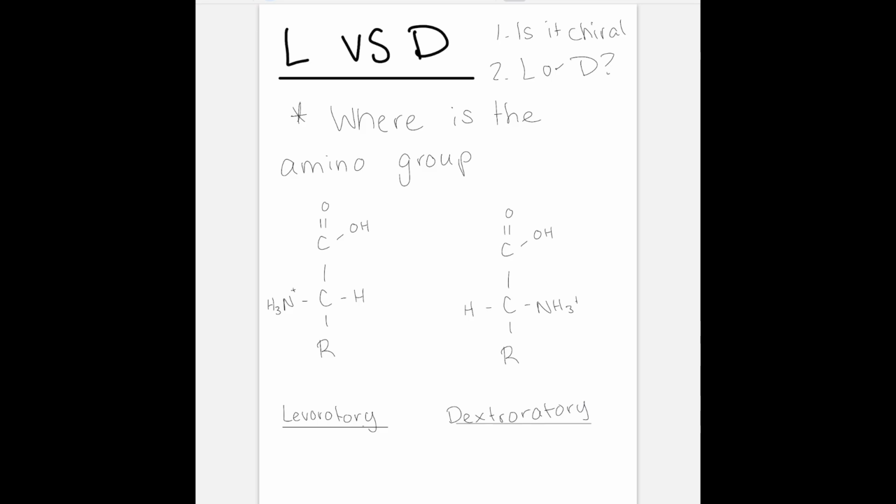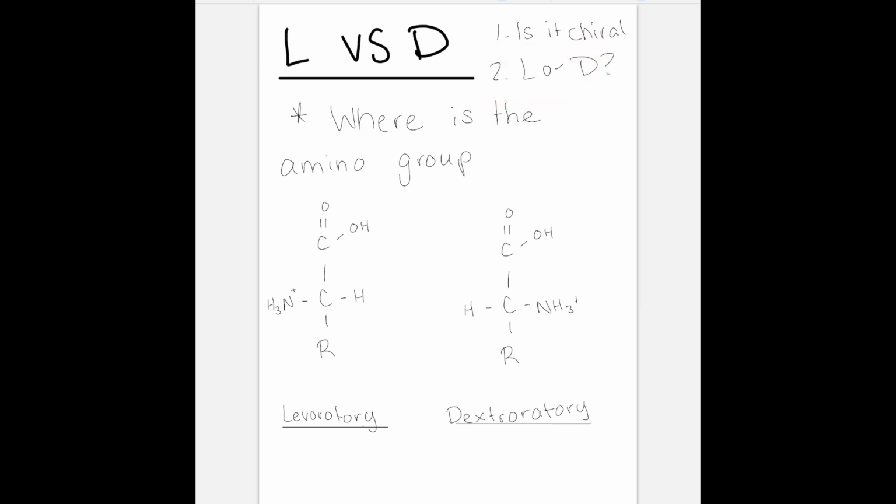So I just drew two generalized amino acids. I didn't specify which ones they are. I just wrote R for our R group. One of them is L and one of them is D. So L is standing for laboratory and D is standing for dexteratory. Remember L for left. So let's answer question 2 before we answer question 1.